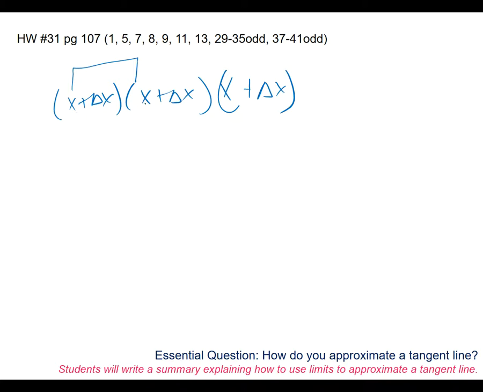Great. Alright, so what's x times x? X squared. X times delta x, x delta x, but I have how many of them? 2. So we get 2x delta x. And then delta x times delta x is delta x squared. So now I've got a trinomial times a binomial, right?